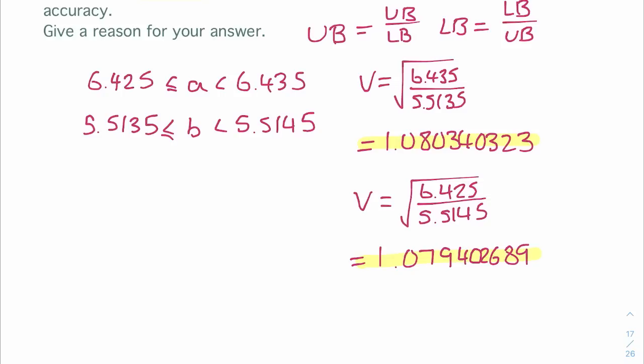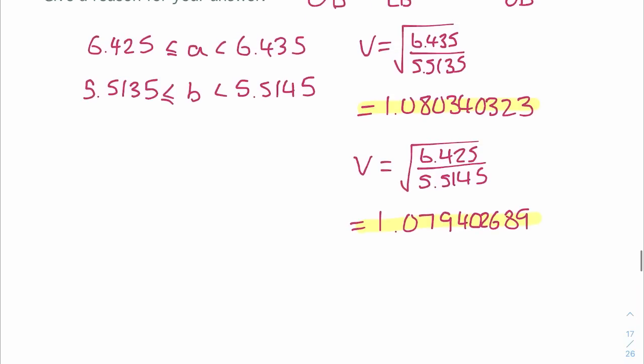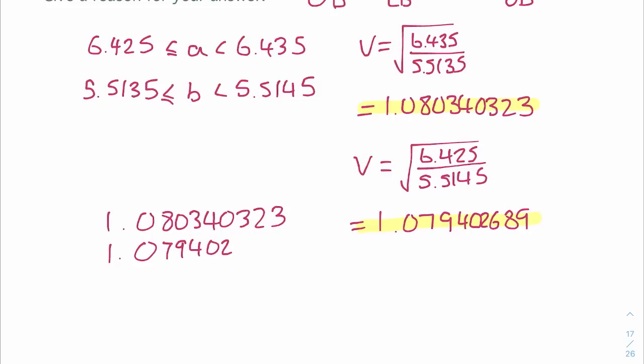Now what we need to do is think about how we get our final answer. So where it says to a suitable degree of accuracy, I'm going to look at both these numbers. So if I write 1.080340323 and below that 1.079402689. Now what we're looking at is where do they round to the same number? Now I can kind of almost see where that's going to be. But if I do it to 3 decimal places, just there, the first number would round to 1.080. And the second number would round to 1.079. So they don't round to the same number.